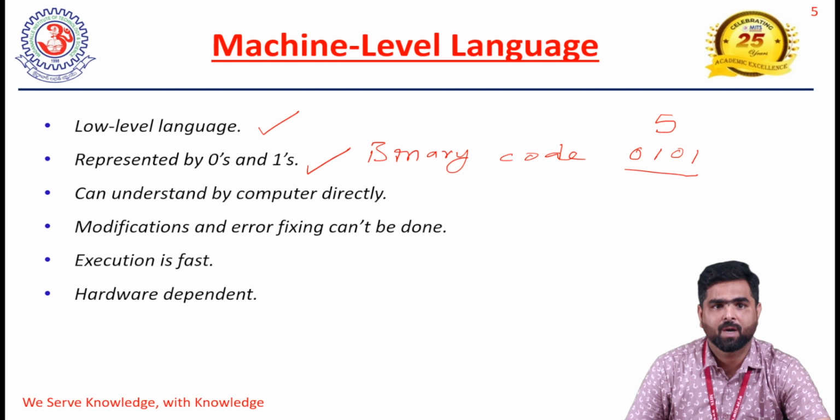and the execution of these particular instructions is going to be very fast. Why? Because the computer is able to understand it directly. That's why the execution is very fast compared to the other programming languages. And this machine level language is hardware dependent. So this is about machine level language.